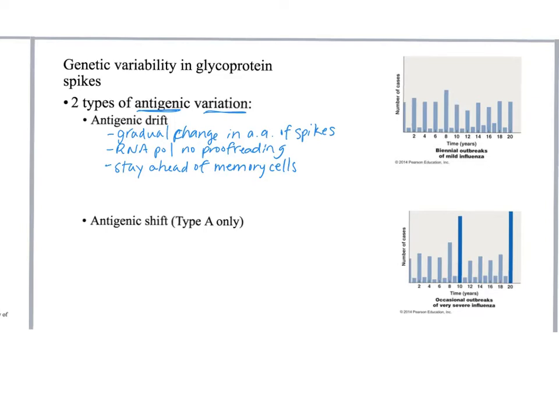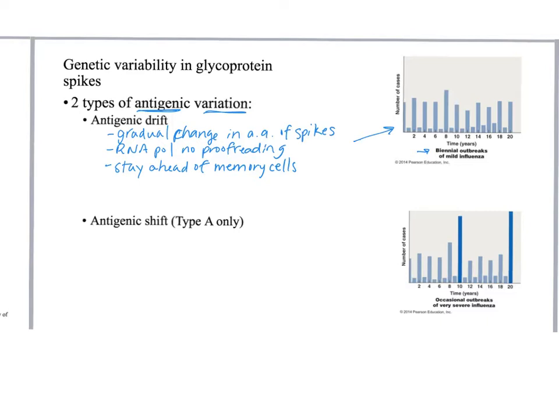So we think antigenic drift is responsible for kind of every other year outbreaks of mild influenza, because it takes gradually over a couple years for those spikes to change. So we tend to have, one year's not so bad, the next year's a little worse, and then not so bad and a little bit worse. Again, that's because of antigenic drift.